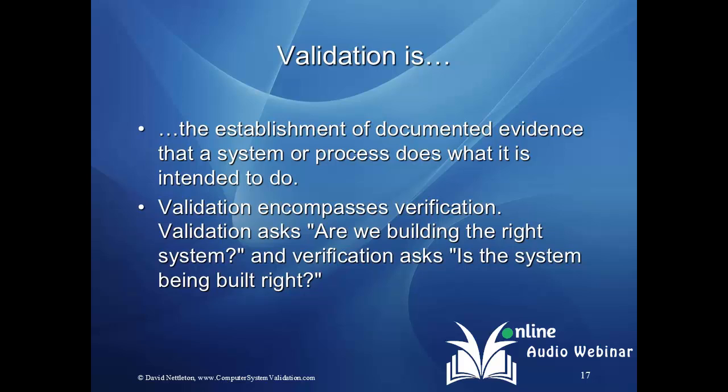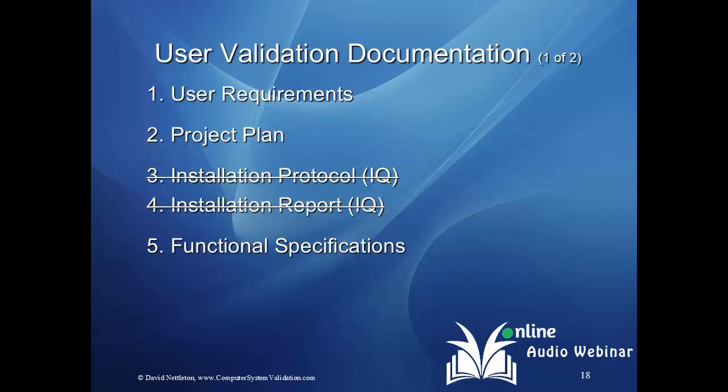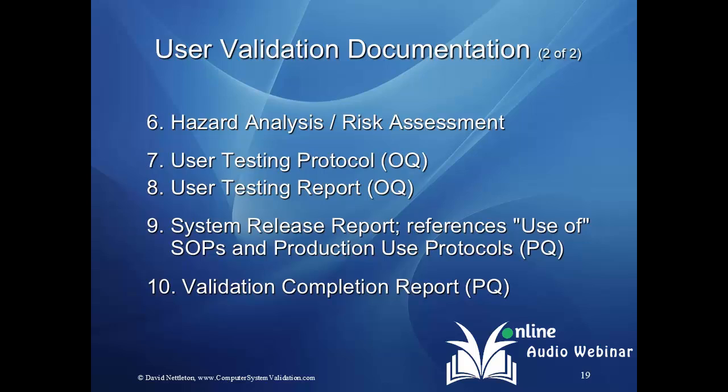But then we've got to validate our spreadsheet. Now, validation is the establishment of documented evidence that a system or process does what the users need it to do. So let's take a look at the 10 risk-based validation documents. It starts off with user requirements. Number 6, this is where the risk-based approach comes in. The risk-based approach is the only way to go for any kind of COTS validation.